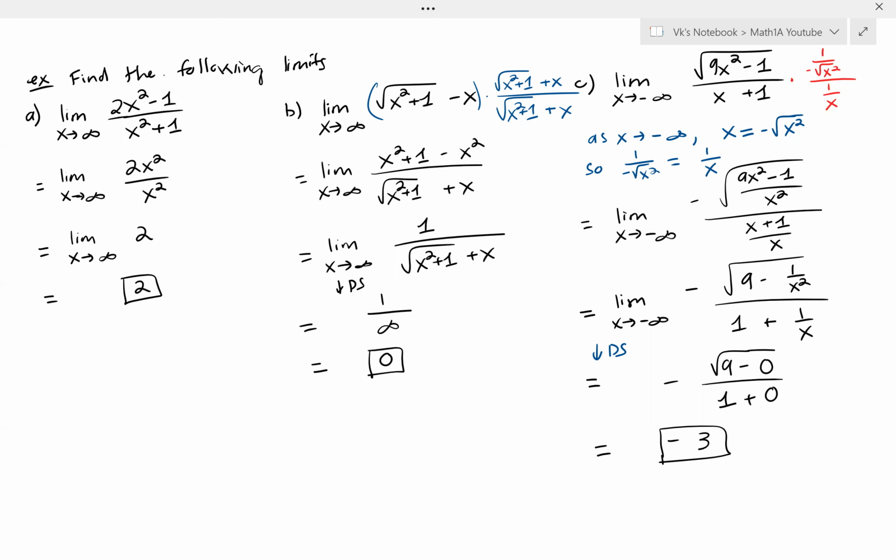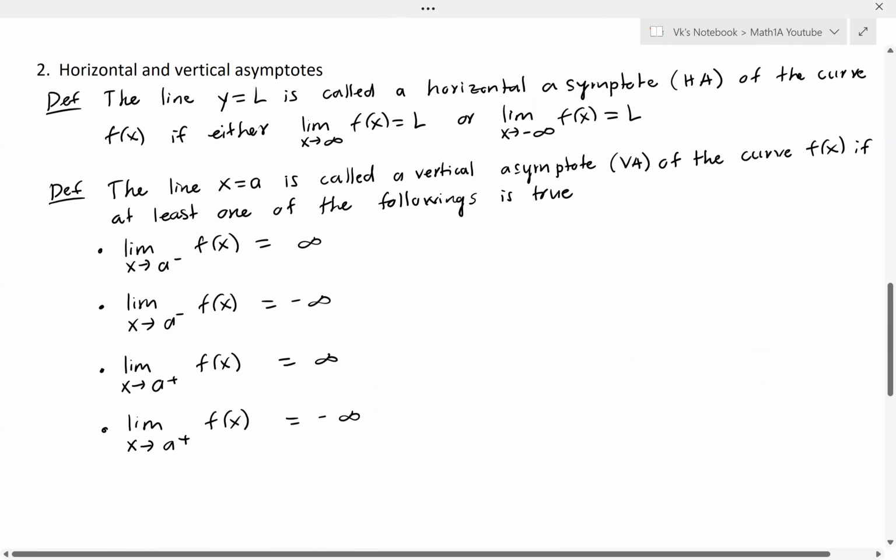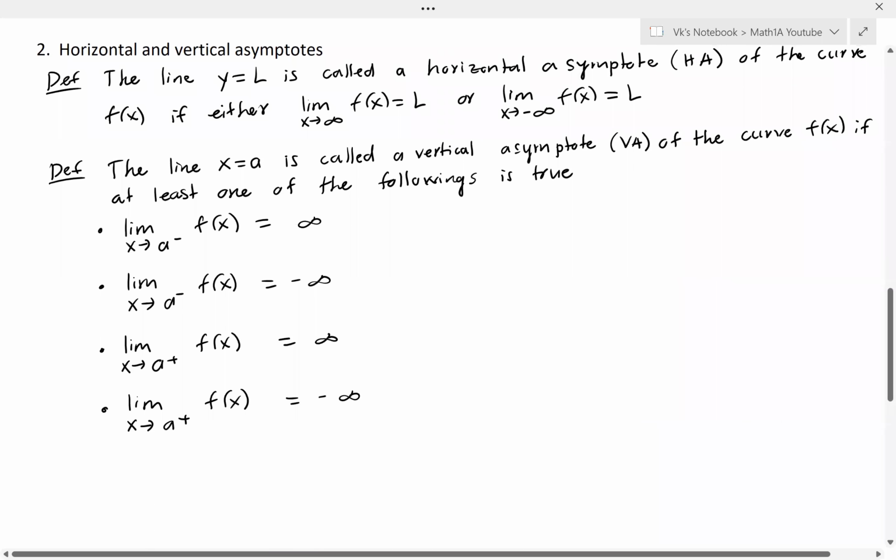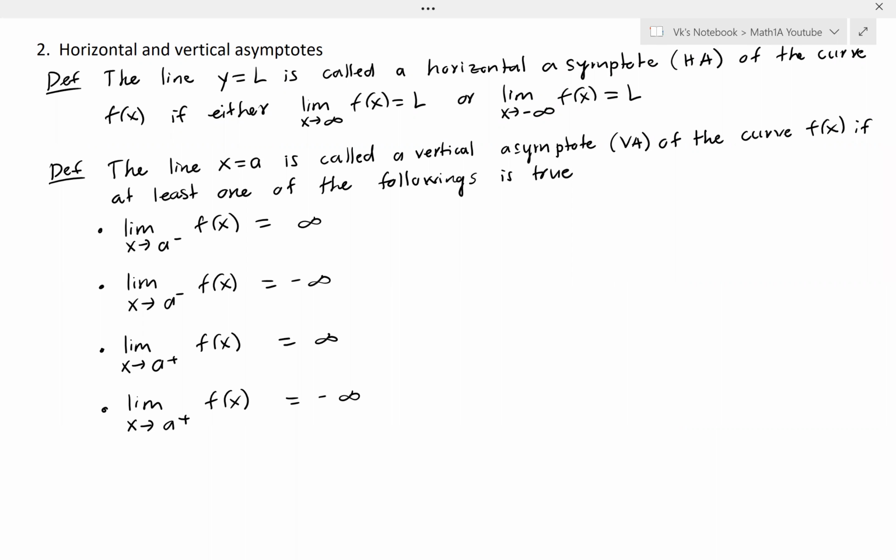As you can see, when we take the limit as x goes to infinity or negative infinity, the numbers we get are the horizontal asymptotes. So let's move on to horizontal and vertical asymptotes. Definition: the line y equals L is called a horizontal asymptote (HA) of the curve f(x) if either the limit as x goes to infinity of f(x) equals L or the limit as x goes to negative infinity of f(x) equals L.